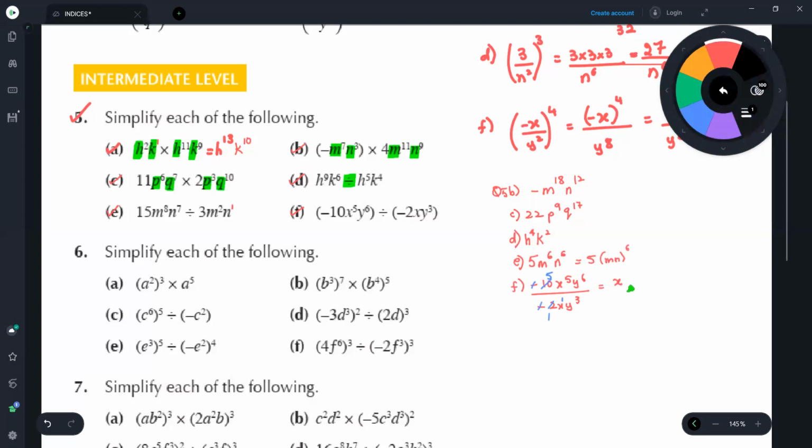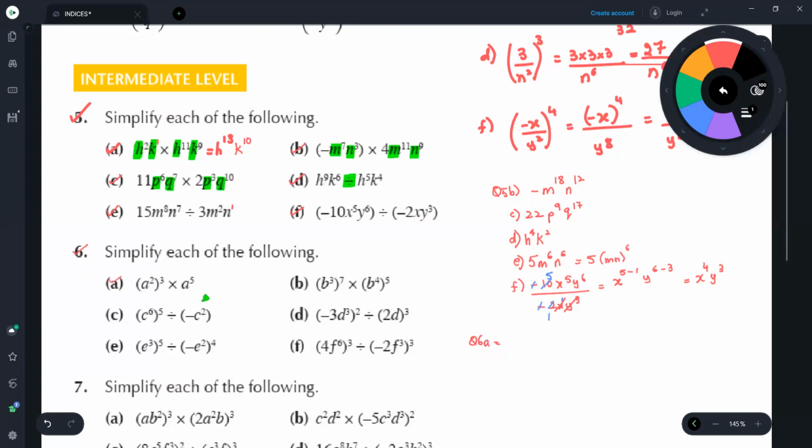It's going to be x^(5 minus 1) and y^(6 minus 3). Yes or no? Yes, sir. So all of this is gone, taken upstairs to the numerator. So it's going to be x to the power 4 and y cube. Yes or no? Yes, sir. Now we'll move on to question number 6.